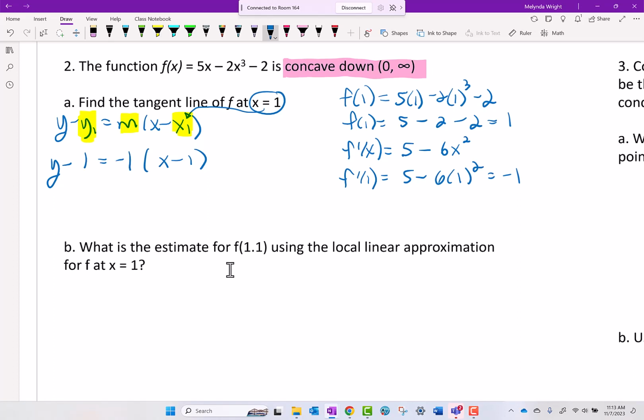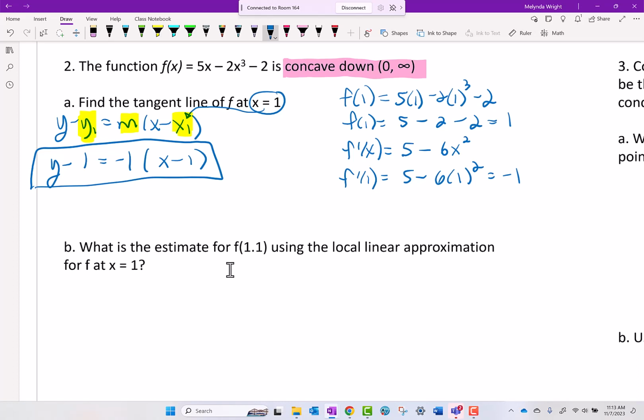So there's my tangent line. And that's what it asked me to do. It simply asked me to find the tangent line. So there we go. We're good. I really highly encourage you to leave it like that. Please don't distribute and combine like terms. Just leave it in point-slope form. There is really no reason to distribute and combine like terms unless it's a multiple choice problem, and that's how the answers are written. Otherwise, please leave it alone.